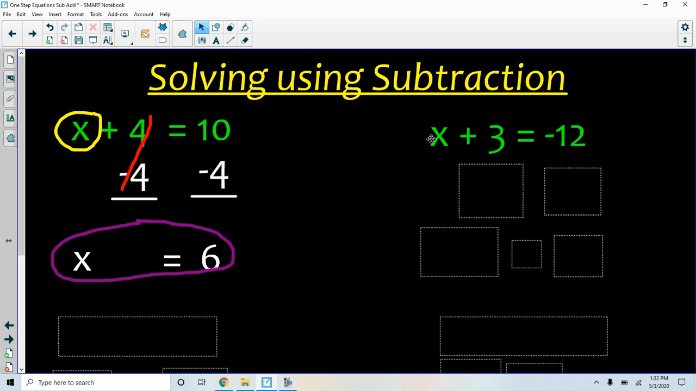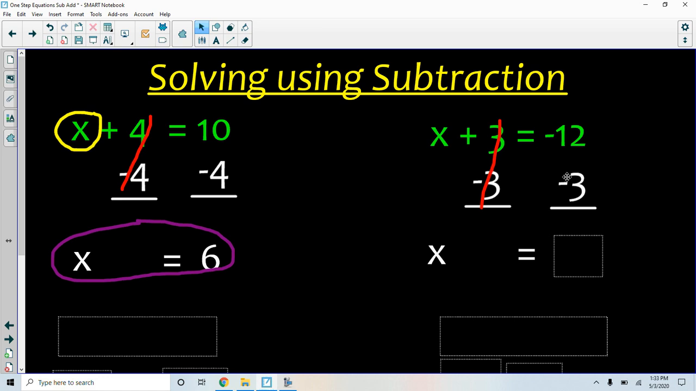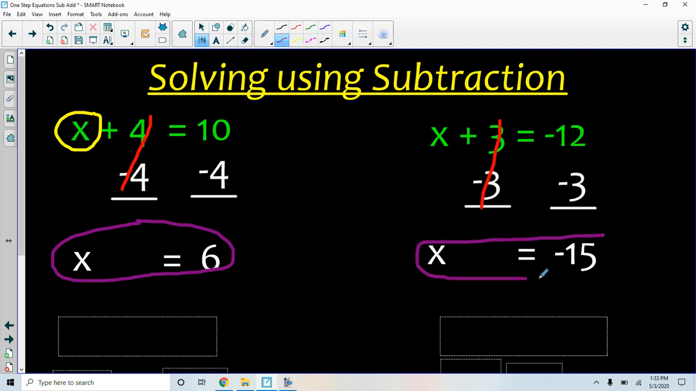Try another one. This time x is with a plus 3. So to cancel plus 3, we're going to do minus 3 on both sides. Positive 3 minus 3 cancels. That makes 0. So that's gone. On this left side, we just have x because these two canceled. I have my equal sign still. And negative 12 minus 3 is negative 15. And I did one step to solve the equation.